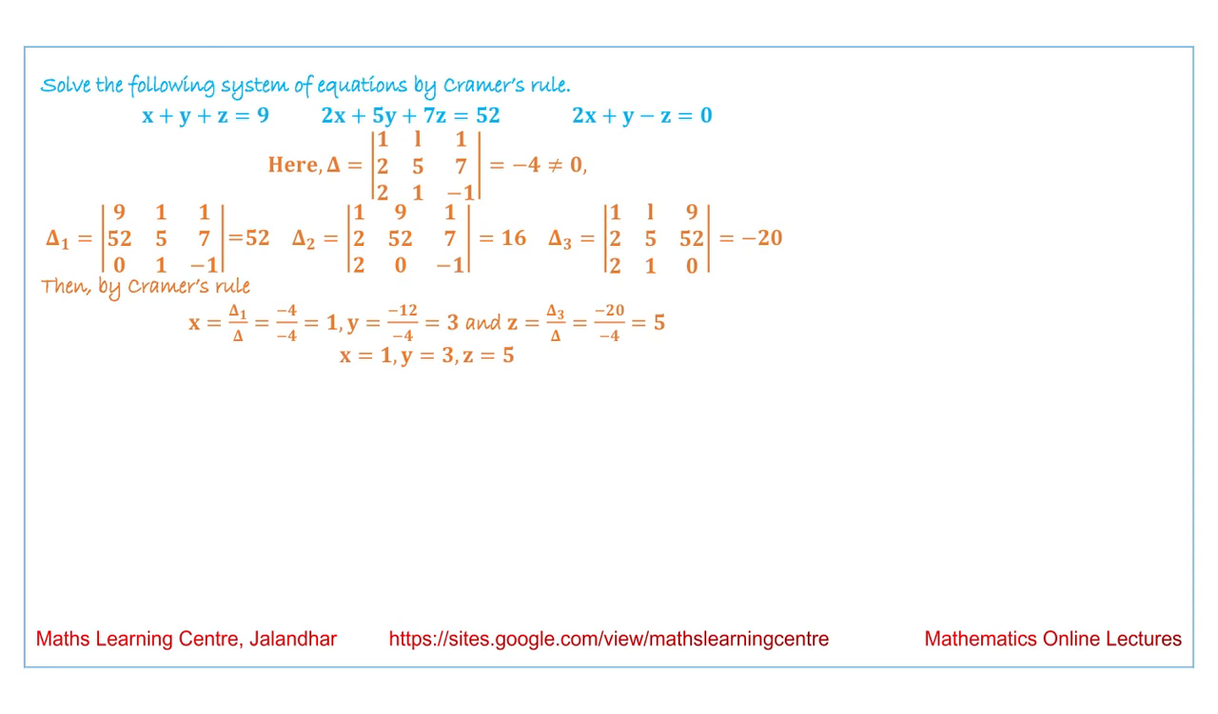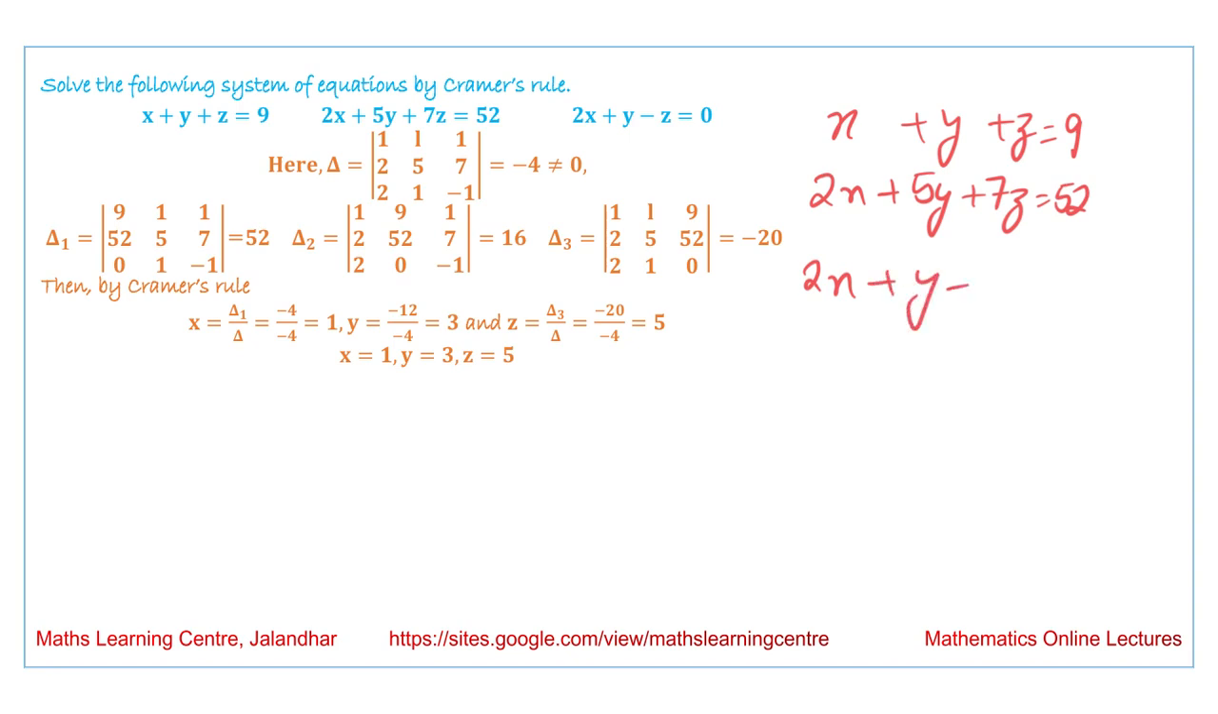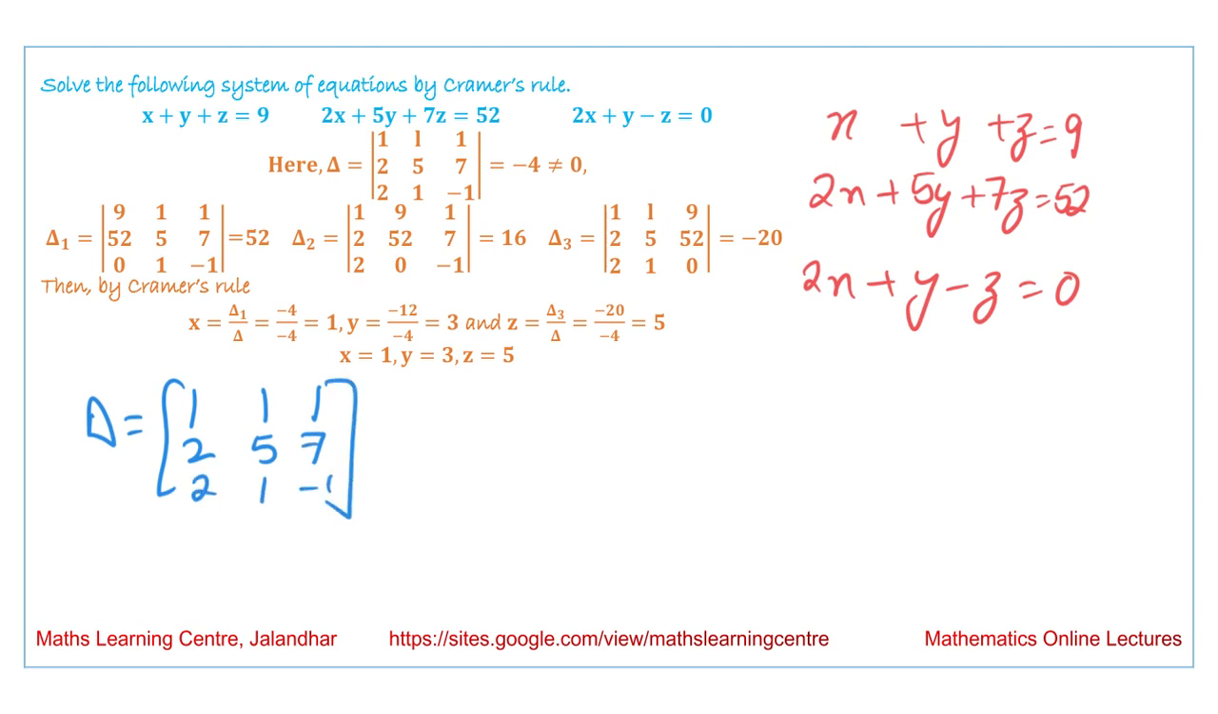Next, this 3 cross 3 system is given. We have x plus y plus z is equal to 9, 2x plus 5y plus 7z is equal to 52, and 2x plus y minus z is equal to 0. If we write the values over here, delta is 1 1 1, 2 5 7, and 2 1 minus 1. We are talking about these coefficients: 1 1 1, then 2 5 7, then 2 1 and minus 1.